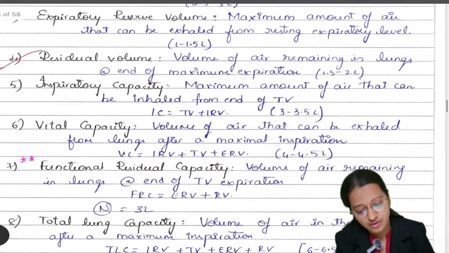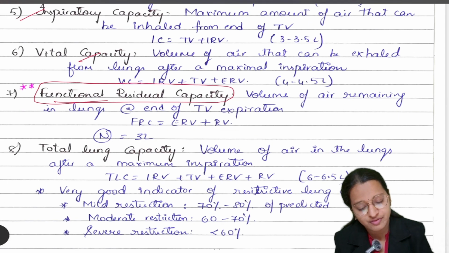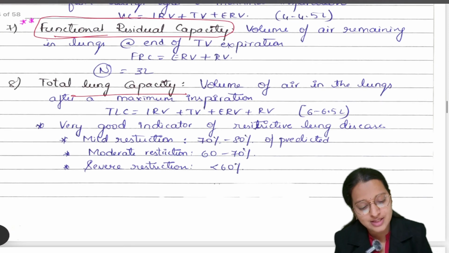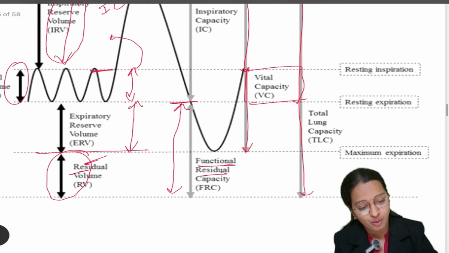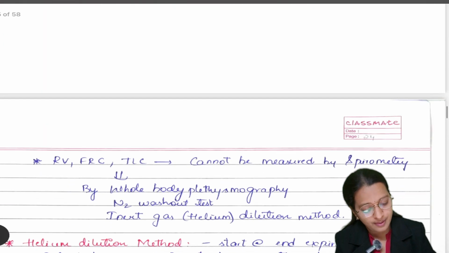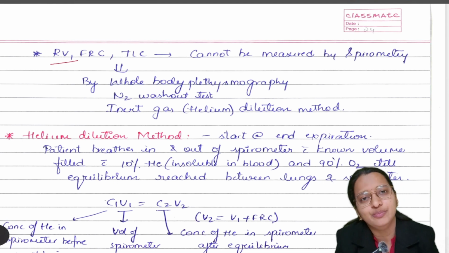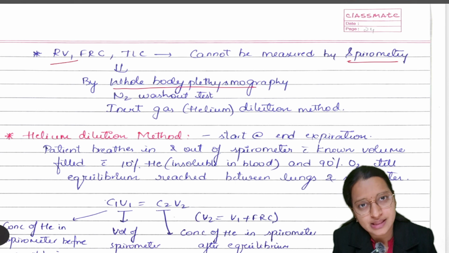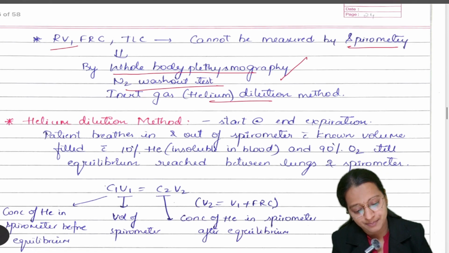So we have discussed residual volume, capacities and functional residual capacity, which is very important for our GA also. And the total lung capacity is the volume of air in the lungs after maximum inspiration. So it will include all this. Okay. Among this, you can't calculate residual volume, FRC, and total lung capacity by your spirometry. So you have to do whole body plethysmography or nitrogen washout method or helium dilution technique. So let us see that.